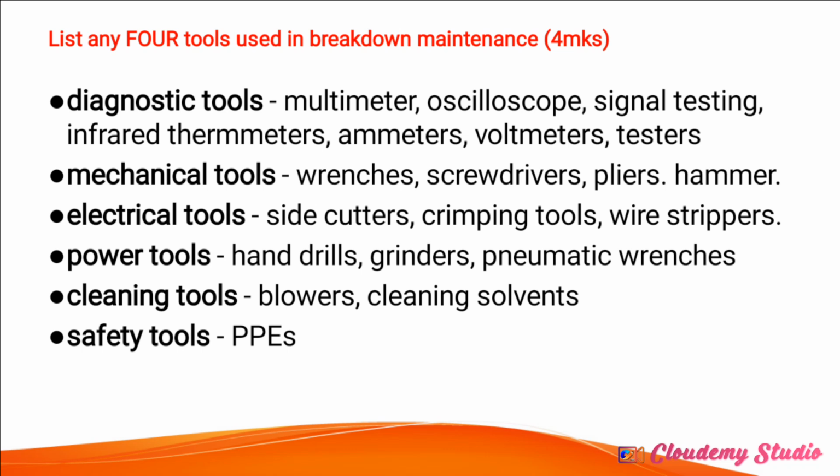So that is how you were supposed to list. For those who listed examples, you can get a mark. If you decide to list with the categories also, you can get a mark. So whichever the case, whoever said a multimeter, oscilloscope, wrench, side cutter, hand drill, blowers, the PPEs, if you mentioned any, if you said a safety boot, you are required to get some marks. So that's how we answer the first question. Then we go to the next.